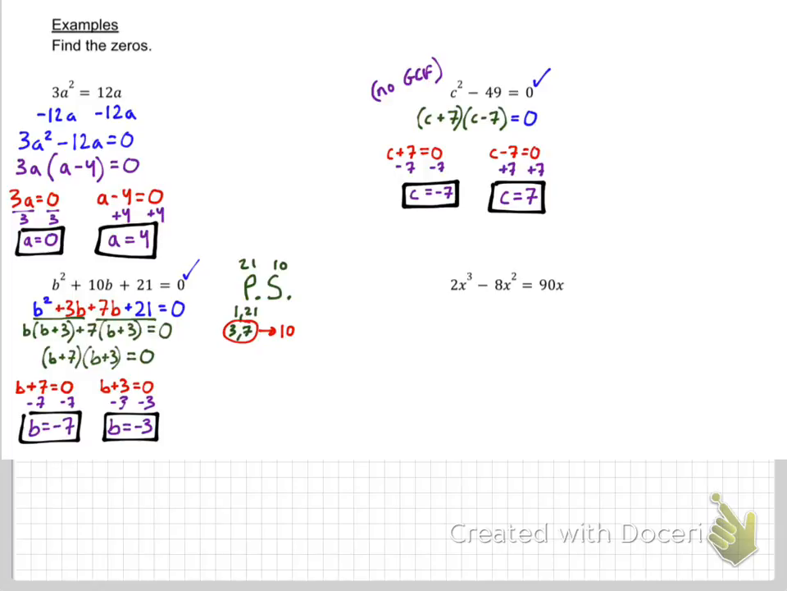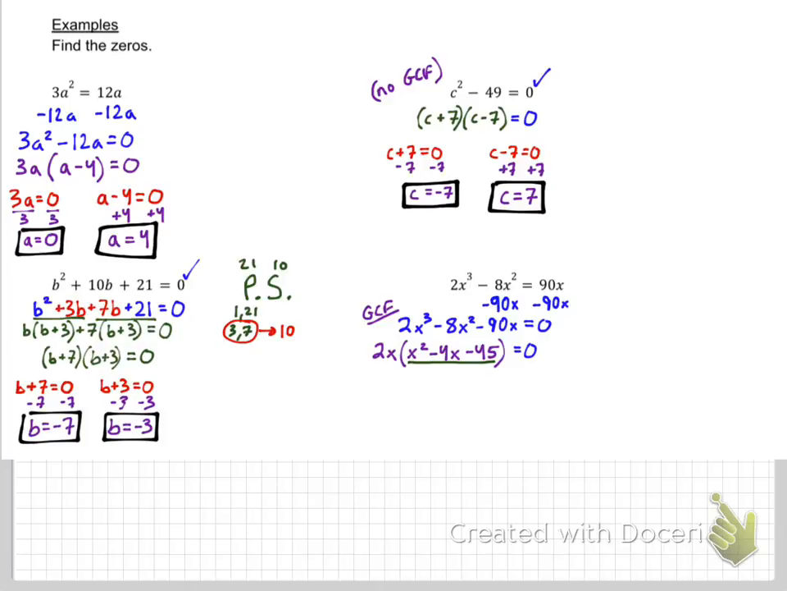All right, for our last one, this is the most complex. Here, I'm going to subtract 90 from both sides because I need to get 0 on one side. That's step 1. And now we have 0 on one side. We need to factor out. Well, here it really, really helps to find a GCF. Do you see the GCF? 2x is the GCF, and when I factor that out, we get x squared minus 4x minus 45.